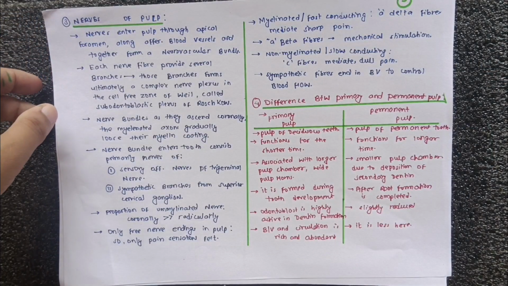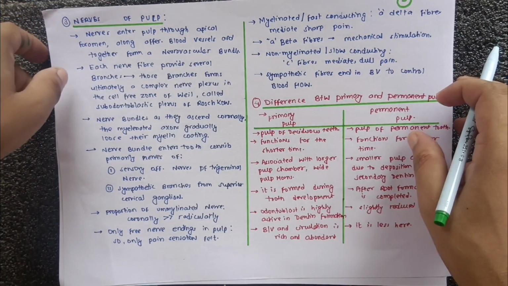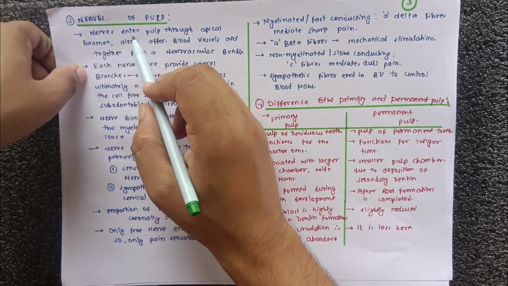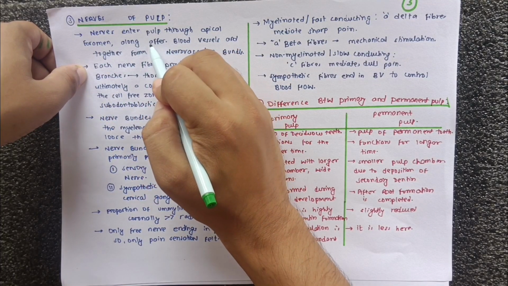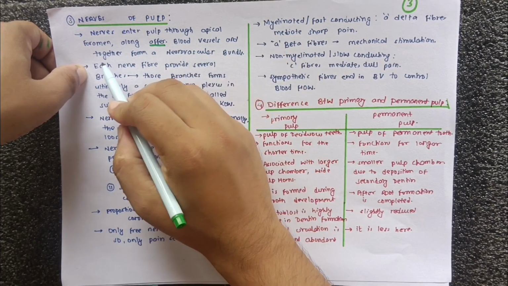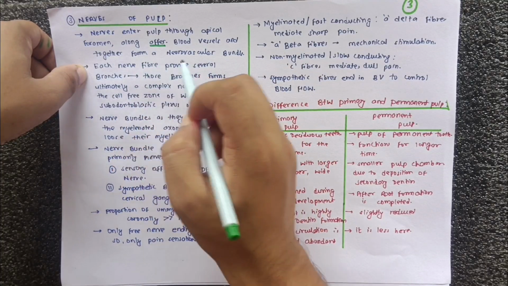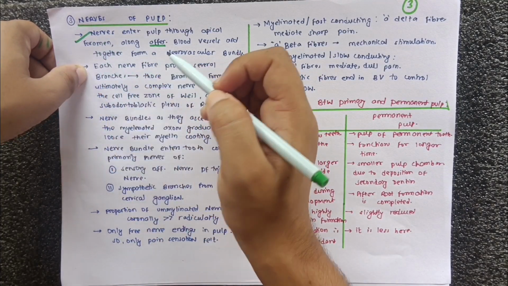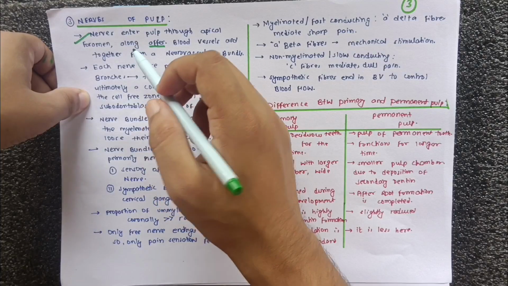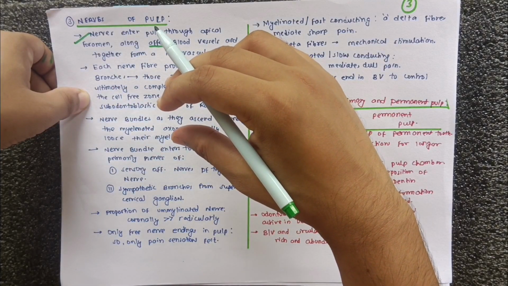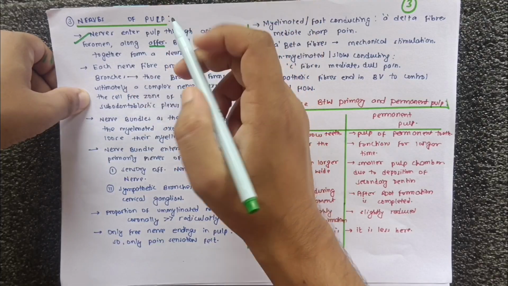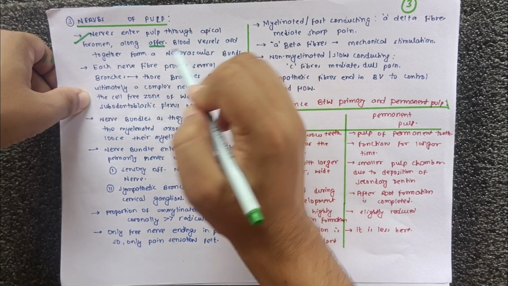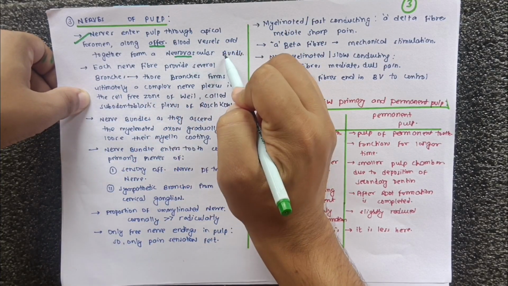Okay, after that, nerves of the pulp. The nerves enter the pulp through the apical foramen along with the afferent blood vessels and together form a neurovascular bundle. Previously I have told that it enters into the pulpal canal along with the afferent blood vessels, and together they form the neurovascular bundle.